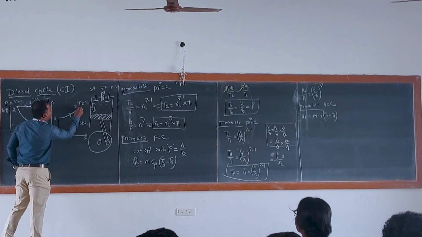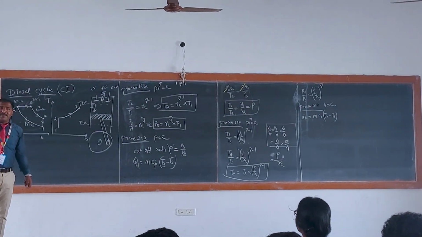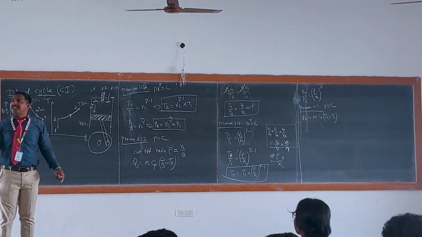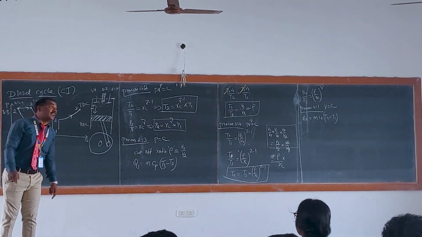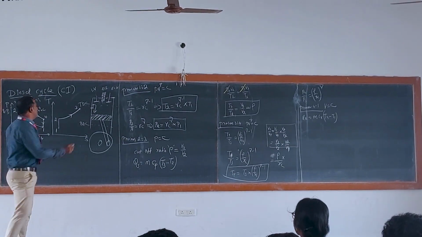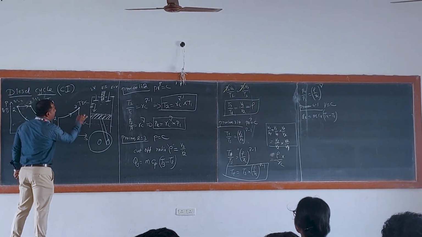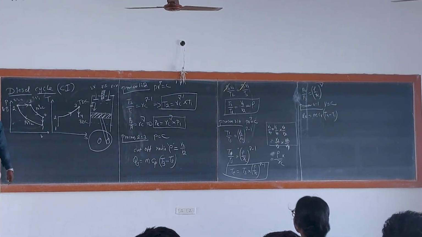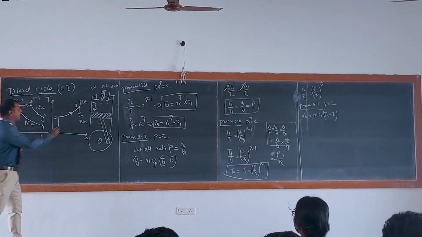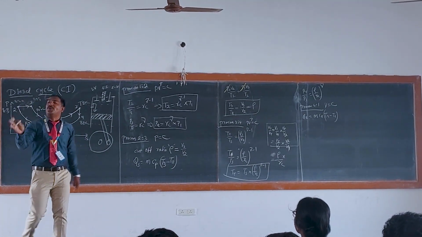This is my 3. What about 3 to 4? Reversible adiabatic expansion. What will be constant? Entropy is constant, so a straight line. Got it? This is my 4. 4 to 1 is heat rejection, constant volume heat rejection. It will join to this one. Same diagram, similar to our Otto cycle.